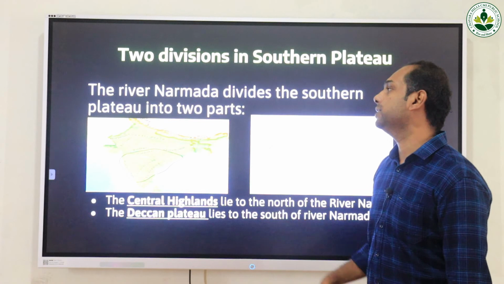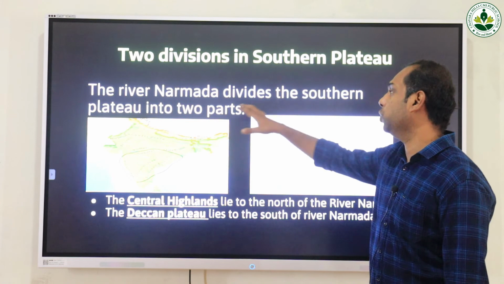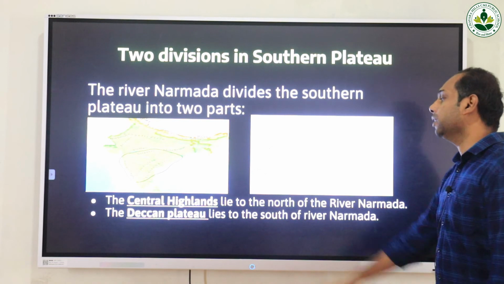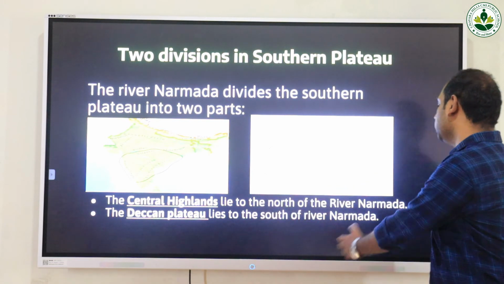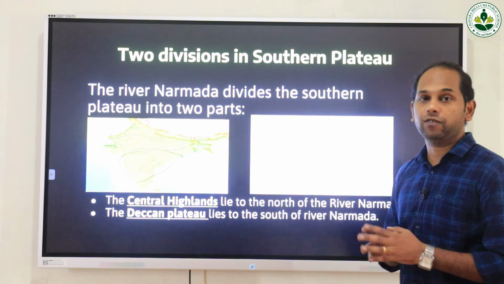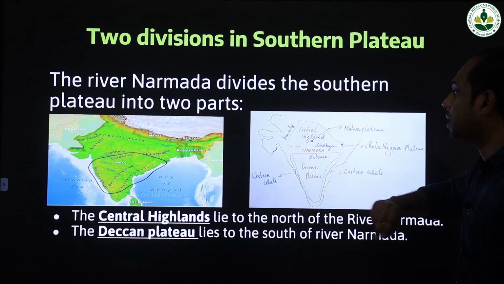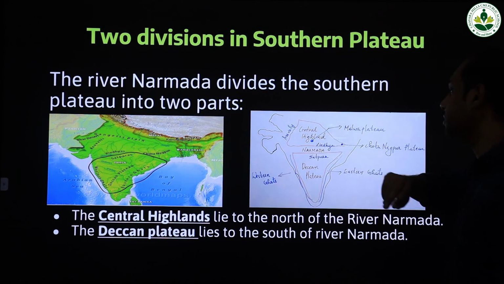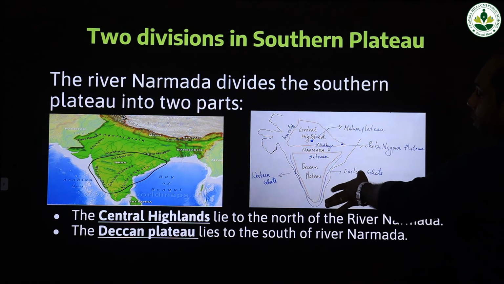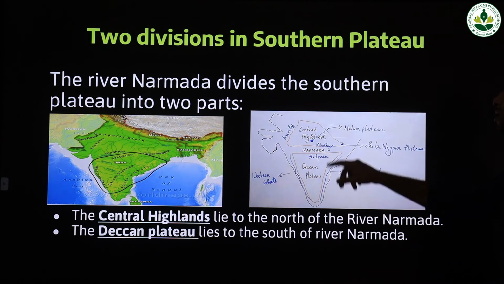The Southern Plateau is divided into two. The river Narmada divides the Southern Plateau into two parts. The Central Highlands lie in the north of the river Narmada, and the Deccan Plateau lies to the south of the river Narmada. So the river Narmada, which flows through the Southern Plateau, divides it into two divisions. The northern part of the Southern Plateau is known as the Central Highlands, and the southern part of the Southern Plateau is known as the Deccan Plateau. So these are the two divisions of the Southern Plateau.